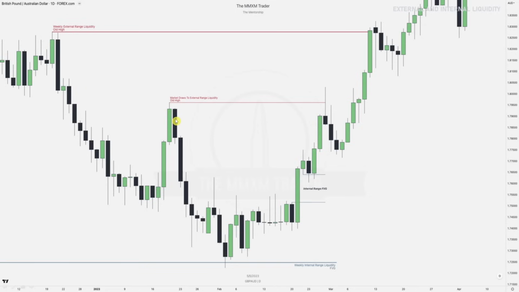So we have this old high up here, which is external range liquidity. And you might think, well, wait a minute, I thought this was external range liquidity, right? But in this whole bigger range, every swing high or swing low is external range liquidity. And remember, internal range liquidity will be that fair value gap we're looking for to mitigate with and continue up. So same case over here, we take out this external range liquidity.